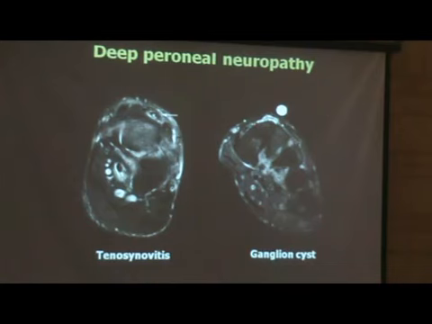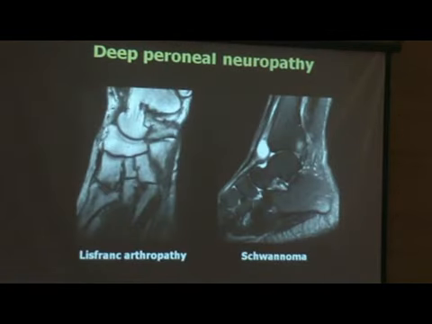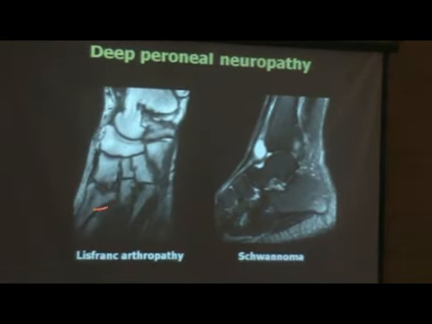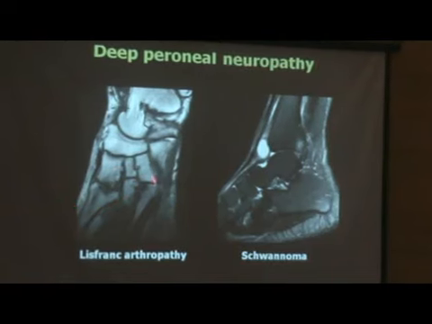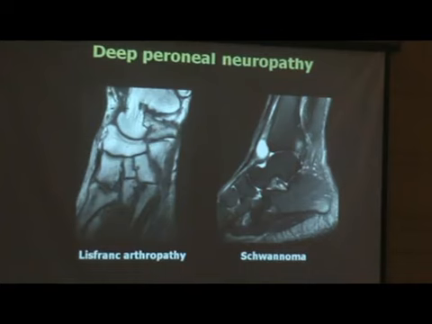at the site of the course of the medial branch of the deep peroneal nerve. So we are not going to find denervation patterns because this is a sensory nerve branch. Another example: remember always about Lisfranc arthropathy, especially when we have hypertrophic osseous changes with osteophytes.